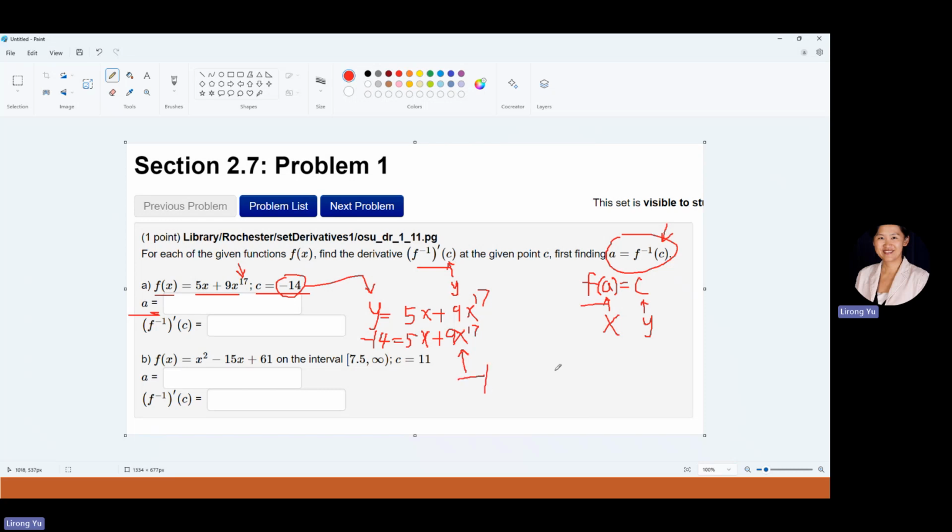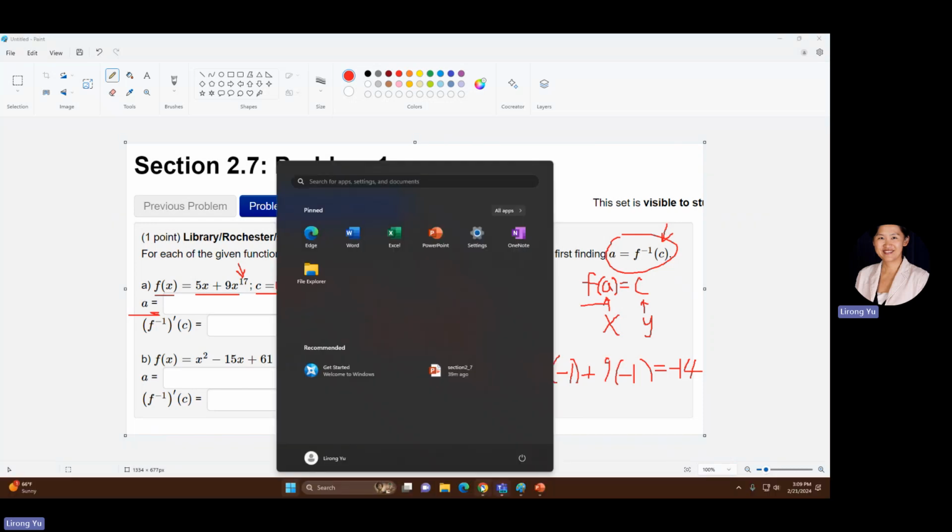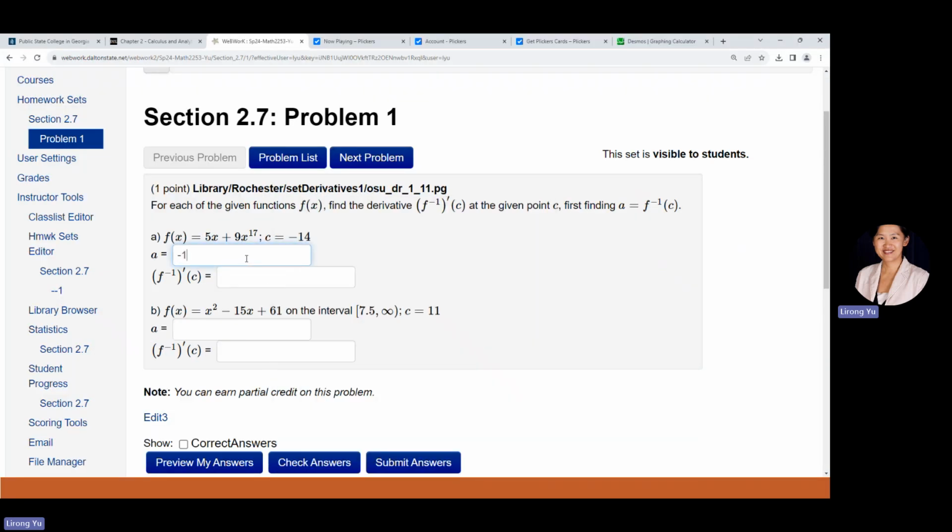So if x equals negative 1, you have 5 times negative 1 plus 9 times negative 1, because negative 1 to the 17th power is still negative 1. So that's going to be negative 14. Number one thing, we have to find the corresponding x value. To know that a is an x is very important. Sometimes my students work really hard but try to find a y value to make x equal 14, but it's y that equals negative 14, and x is negative 1. So that's the first step, figuring out the right match. This is supposed to be negative 1.